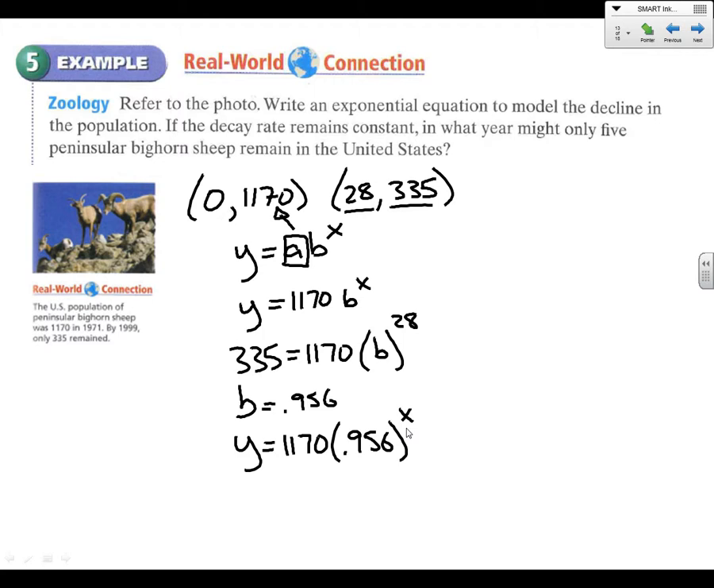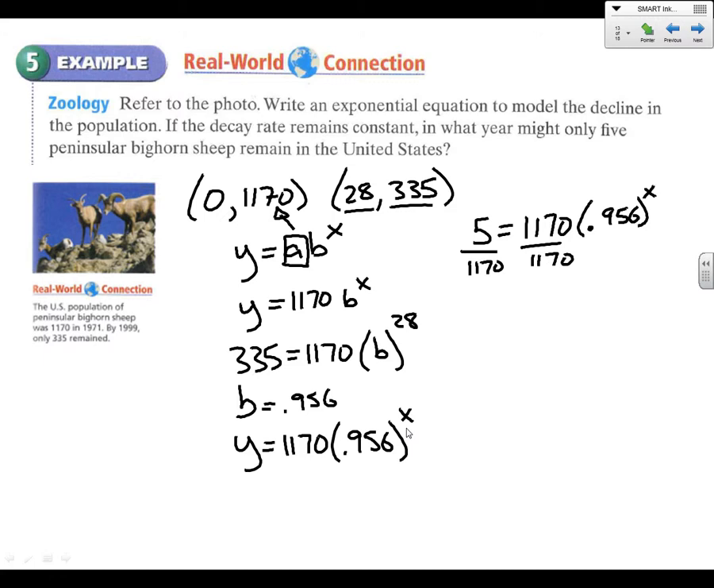All right, so in what year might only 5 sheep remain? So in what year are we only going to have 5 sheep at all? So let's plug this in. 5 equals 1170 times 0.956 to the x. All right, so first thing we can do, we want to try to get x by itself. Let's divide by 1170.